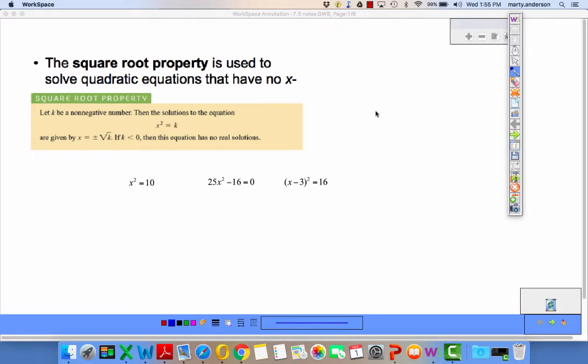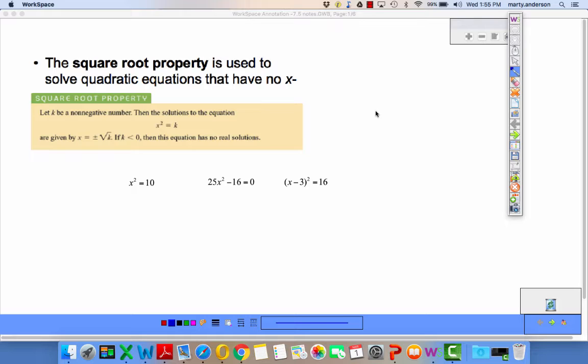Okay, we're going to use the square root property to solve quadratic equations. We'll start with the square root property, and then we'll talk about completing the square, and then try to identify when to use the square root property and when to use completing the square, and when they happen together.